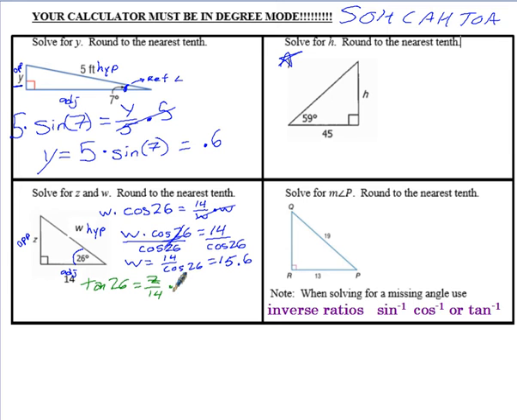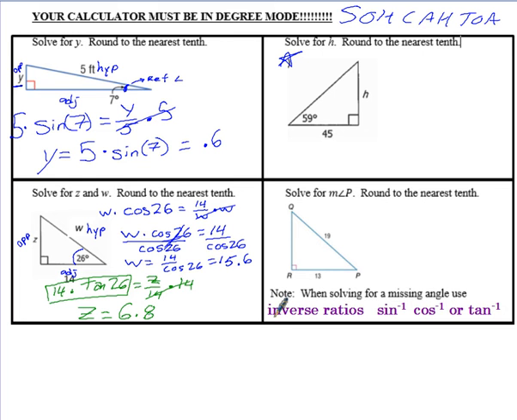Just like we did on the last problem, multiply both sides by 14. So this is what I would type into my calculator: 14 times tangent of 26. Again, if you don't have this calculator at home right now, no big deal. And when I solve that, I get an answer of about 6.8.